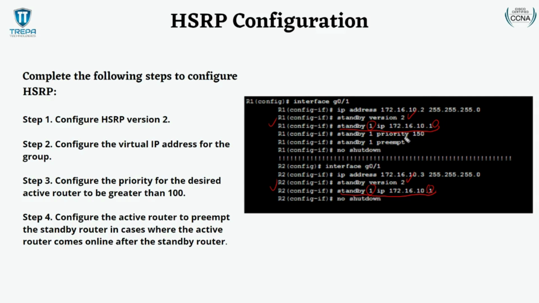And then we see our priority command and our preempt command. So right here, we're making R1 the active router. Awesome.